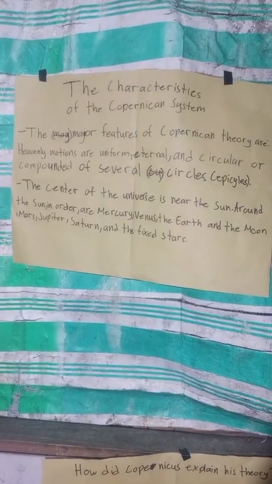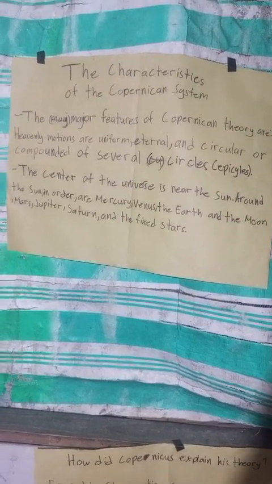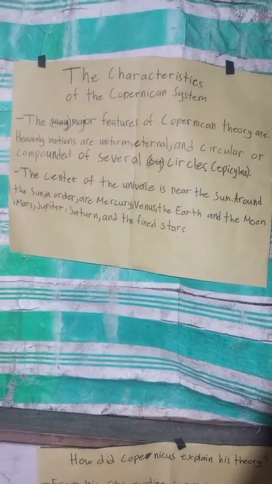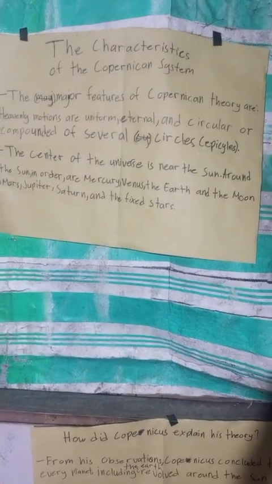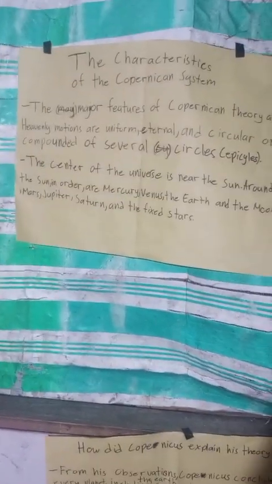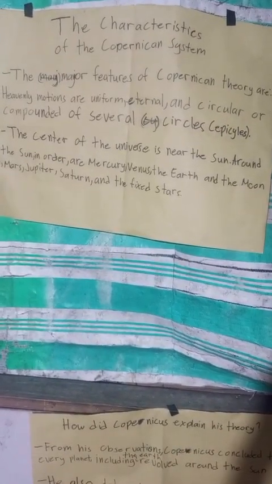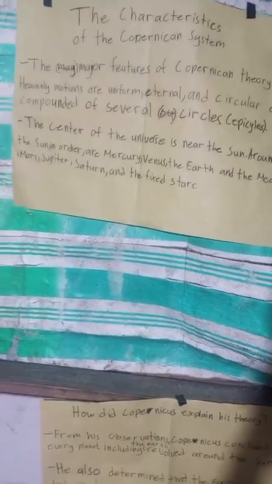The characteristics of the Copernican system. The major features of Copernican theories are that heavenly motions are uniform, eternal, and circular or compounded of several circles, which are epicycles. The center of the universe is near the Sun. Around the Sun, in order, are the planets Mercury, Venus, the Earth and the Moon, Mars, Jupiter, Saturn, and the fixed stars.